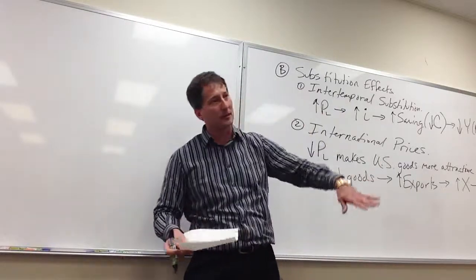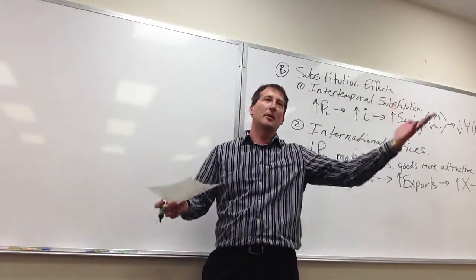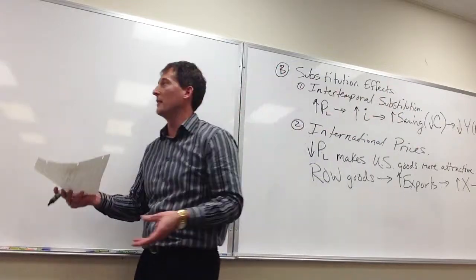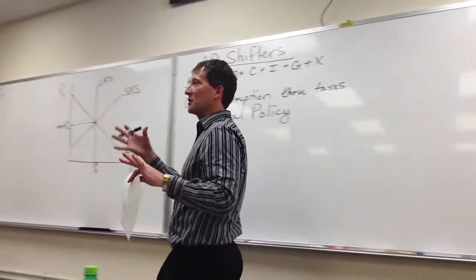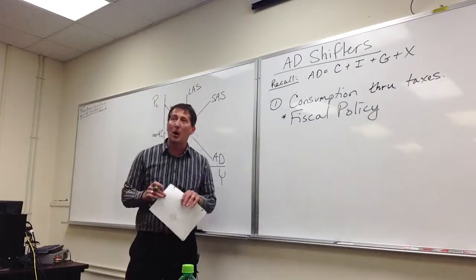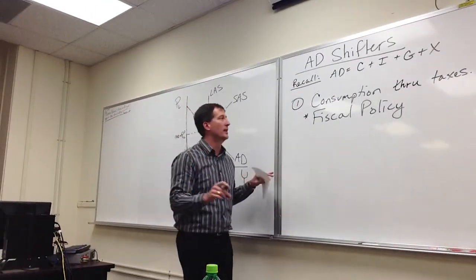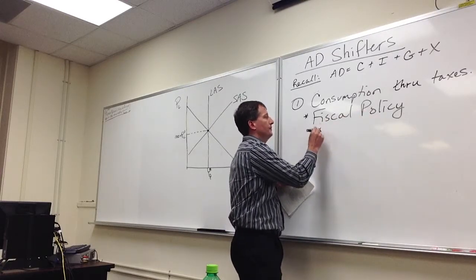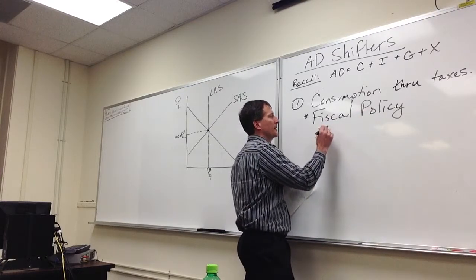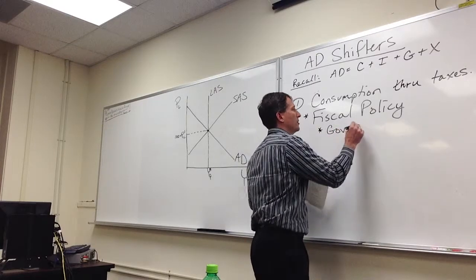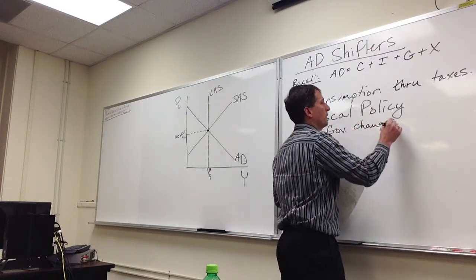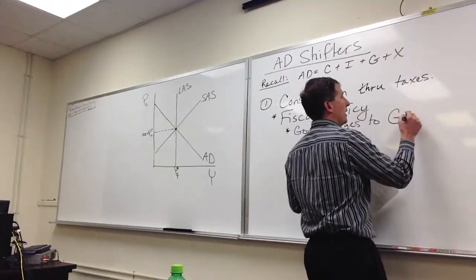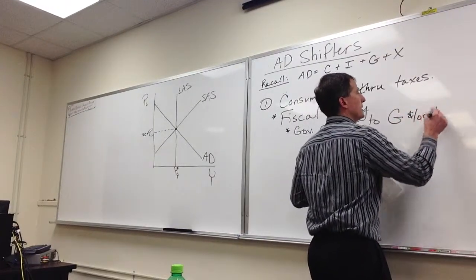Republicans think we should drop tax rates. Democrats think we should raise them or keep them constant. And then it's this battle of, what are we talking about, G or T? Well, G and T are both fiscal policy instruments. So fiscal policy in general is government changes to G and or T.